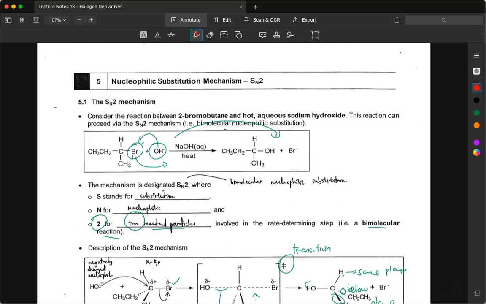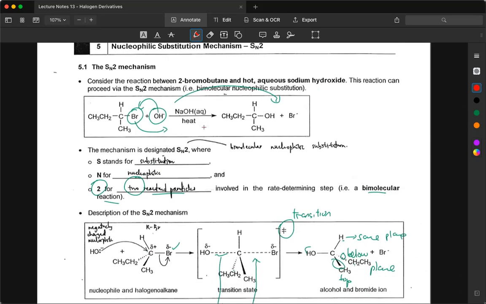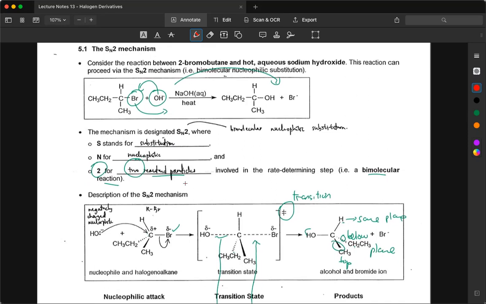All right, and aqueous sodium hydroxide that is hot. This reaction can proceed via the SN2 mechanism, a bimolecular nucleophilic substitution. This mechanism is designated SN2 where S stands for substitution, N for nucleophilic, and 2 means two reactant particles are involved in the rate determining step. So 2 reactant particles means it's bimolecular.